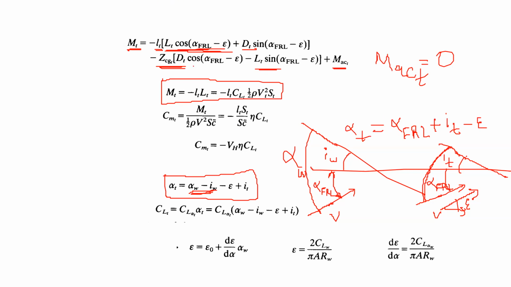So does anyone have any doubt in understanding what angle of attack the tail is experiencing? Clear, sir. Yep, good. Now, similar to earlier, this MT is the actual torque or moment in Newton meters. You need to non-dimensionalize it. So we divide by the dynamic pressure and S and C bar also. So the coefficient form comes out like this.